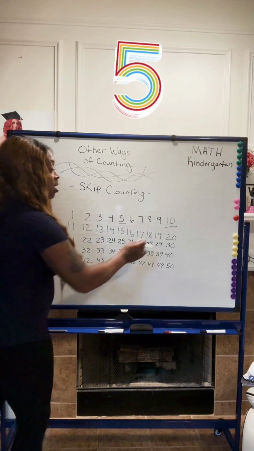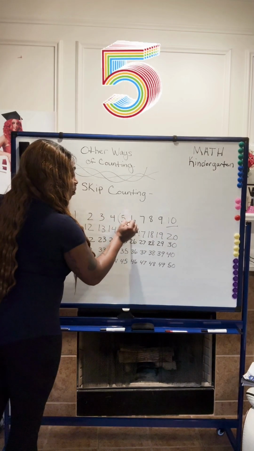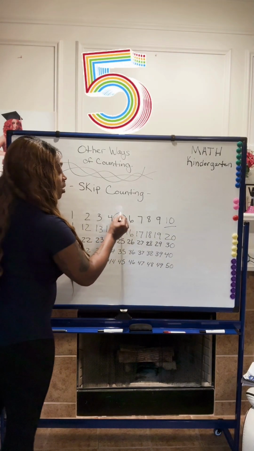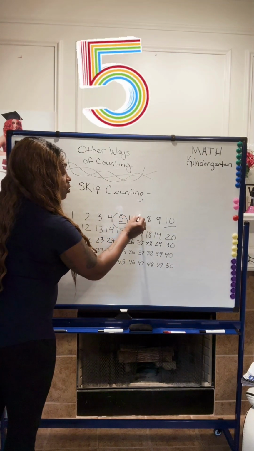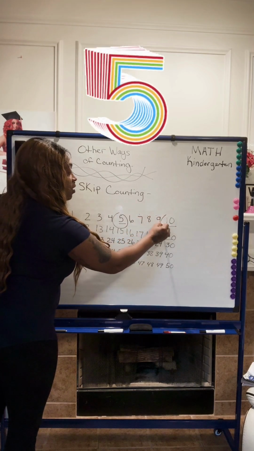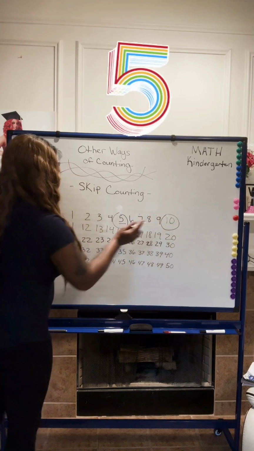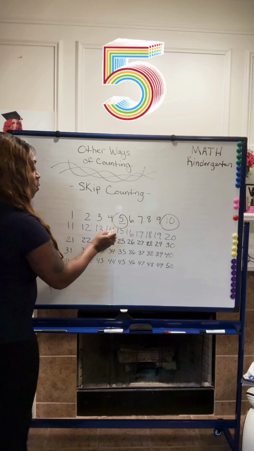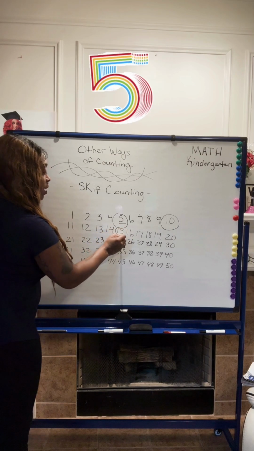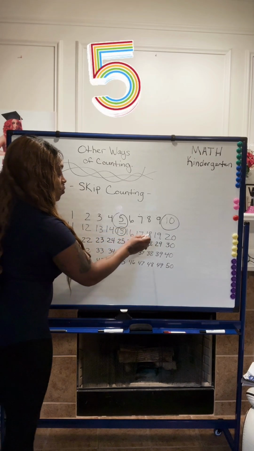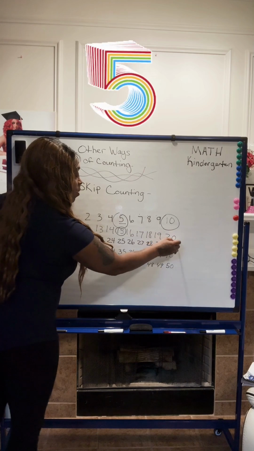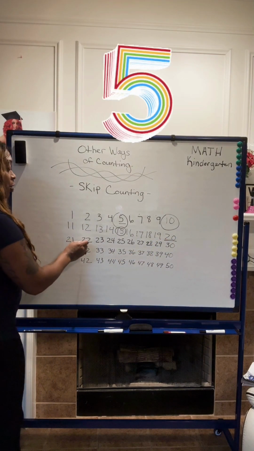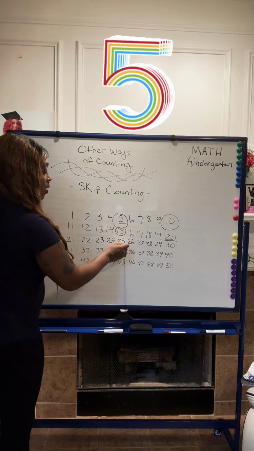Every 5th number, you're starting at 5, and then every 5 numbers. Skip 1, 2, 3, 4. The 5th one is 10. Skip 1, 2, 3, 4. The 5th one is 15. Skip 1, 2, 3, 4. The 5th one is 20. Skip 1, 2, 3, 4. The 5th one is 25.